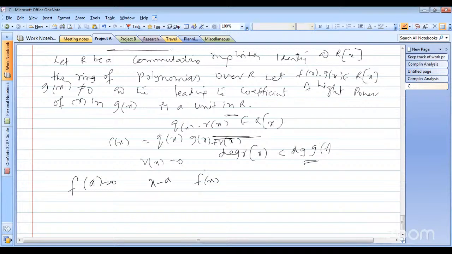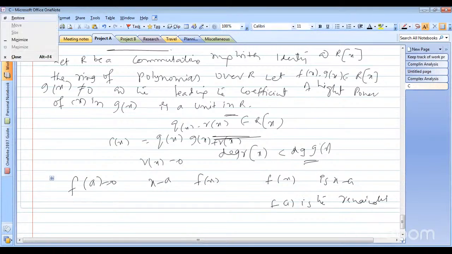This is also known as the remainder theorem. If f(x) is divided by x minus a, we can get that f(a) is the remainder. So that is what we are taking here in this condition also.